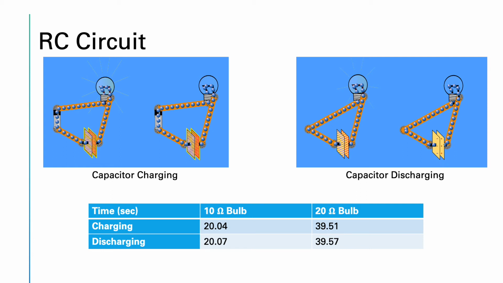And then at the bottom, you can see a table comparing the charging and discharging time in seconds for both the 10 ohm bulb and the 20 ohm bulb. You can see that the bulb with the higher resistance, the 20 ohm bulb, has charging and discharging times that are a lot longer than the 10 ohm bulb.